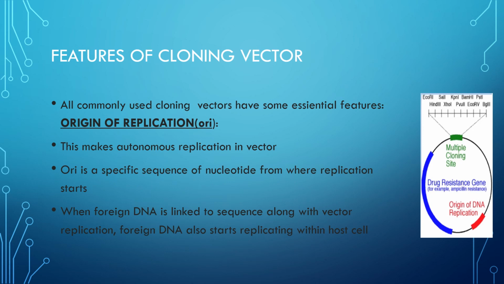All commonly used cloning vectors have some essential features. Origin of replication. This makes autonomous replication of the vector possible. ORI is a specific sequence of nucleotides from where replication starts. When foreign DNA is linked to this sequence along with the vector, the foreign DNA also starts replicating within the host.